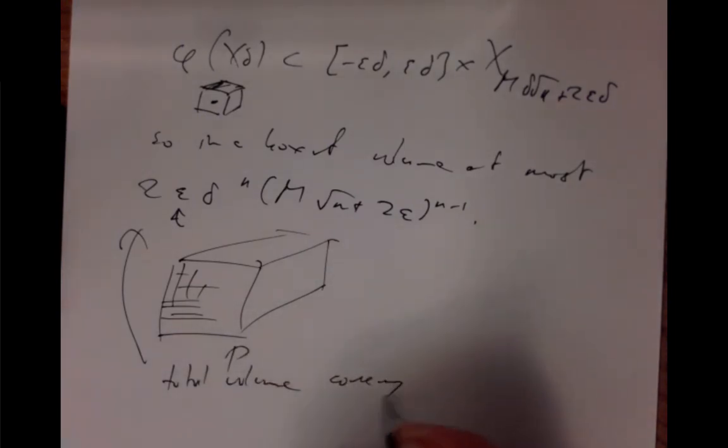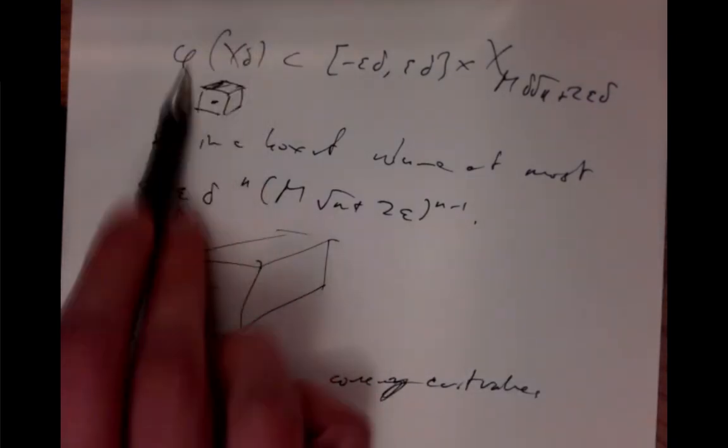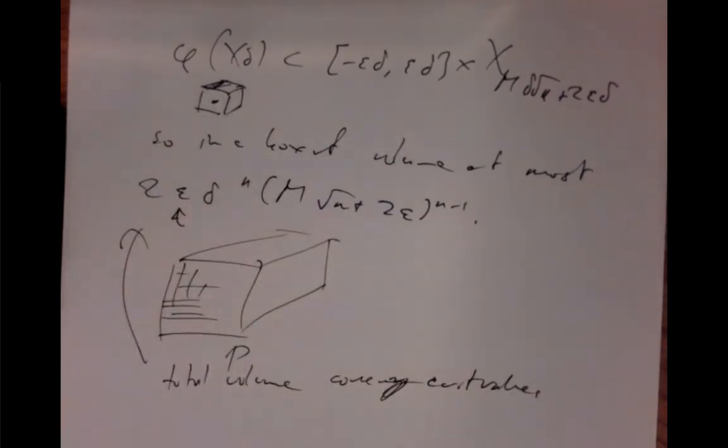covering of these boxes, covering all the critical values, they're not covering inputs, they're covering outputs, right? The phi of this guy. Output is covered by something of this size. Total volume that you need to cover it all up, I'll just add them all up: 2 epsilon times the volume of the box P, times m root n plus 2 epsilon to the n minus 1.